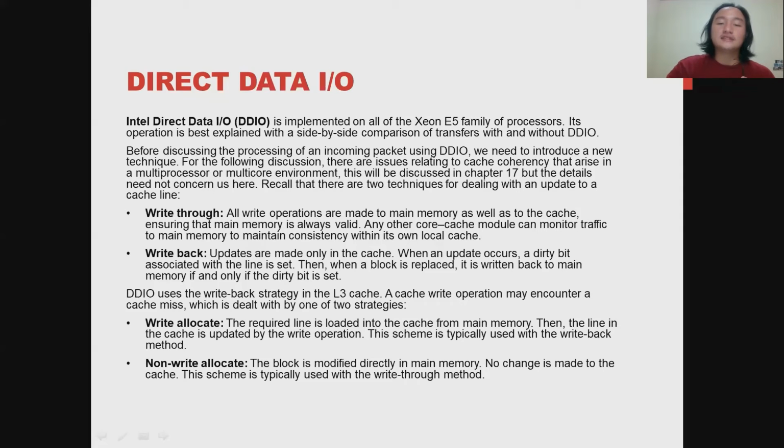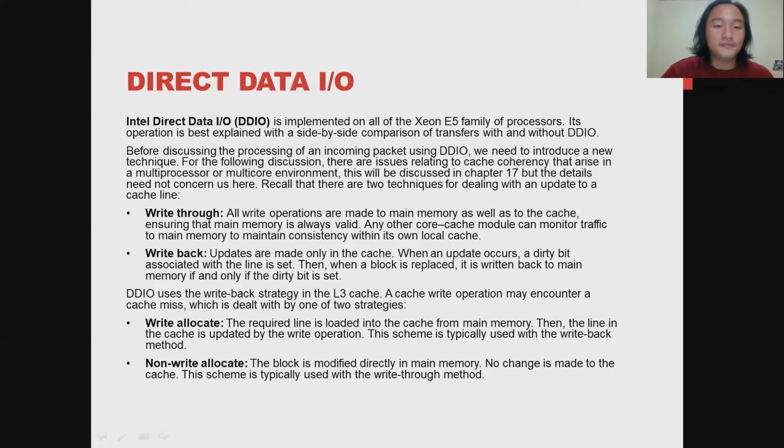This will be discussed in chapter 17, but the details need not concern us here. Recall that there are two techniques for dealing with an update to a cache line. The first is write-through. All write operations are made to main memory as well as to cache, ensuring that main memory is always valid. Any other core's cache modules can monitor traffic to main memory to maintain consistency within their own local cache.